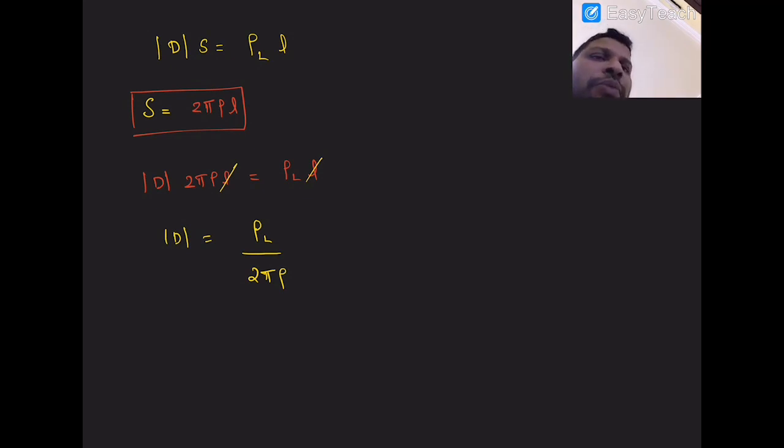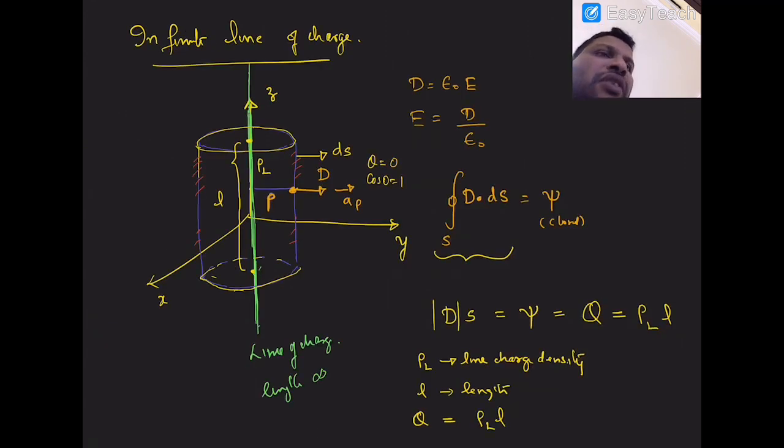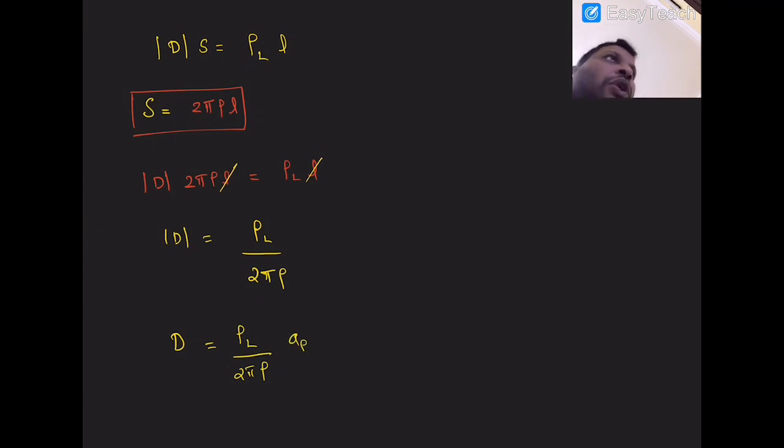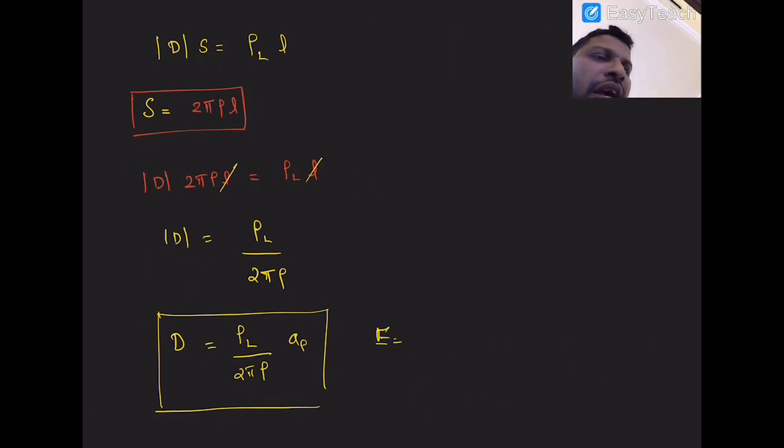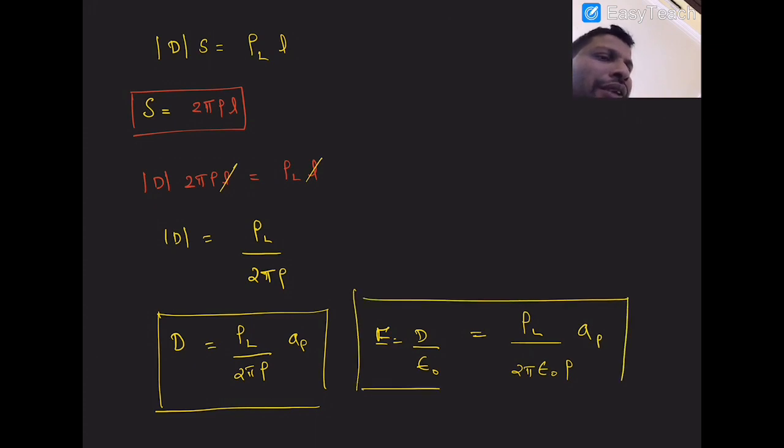So you will be getting the magnitude of D. D is equal to rho L by 2 pi rho. And what is the direction? It is the direction of rho, so into a rho. So this is the electric flux density. Now you can find the electric field as D by epsilon naught, which is nothing but rho L by 2 pi epsilon naught rho, into a rho. So you will get the equation for the electric field also. By using Gauss's law, without very big derivations, you can calculate the electric field.